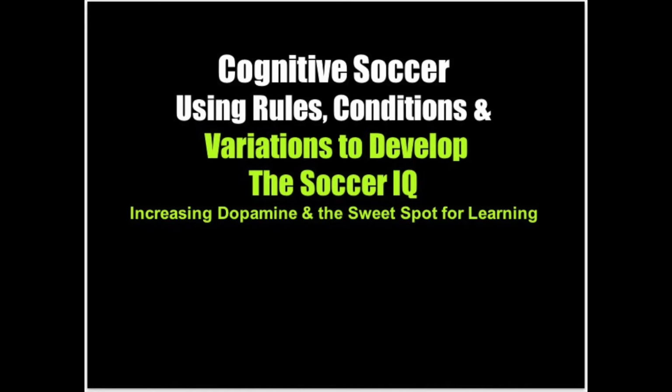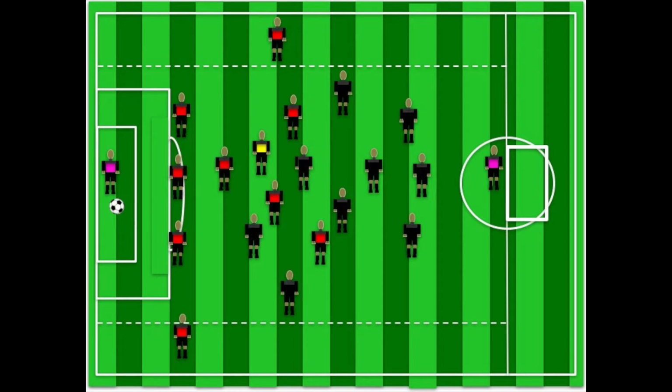Welcome to the video on cognitive soccer, using rules and conditions and variations to develop the soccer player's IQ. There's a couple different rules and conditions in games we're showing you today on this video. This one is 9v9 plus 1, and you have to play to a channel before you could score. This here is 9v9 plus 1, and you have to have players in the channels. You have to play to a channel player, and at that point you can attack the goal.